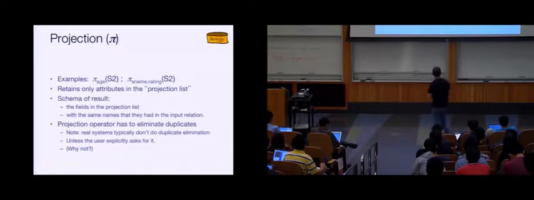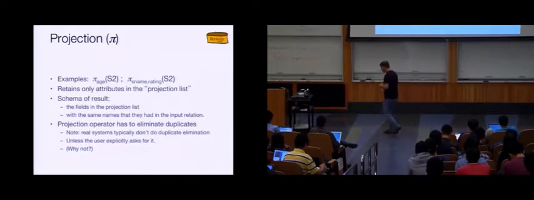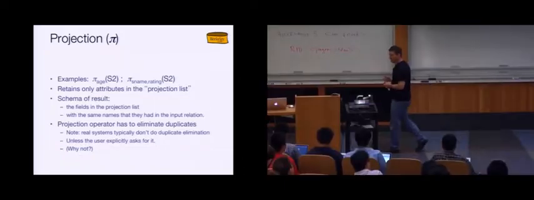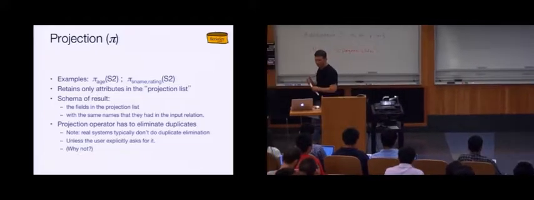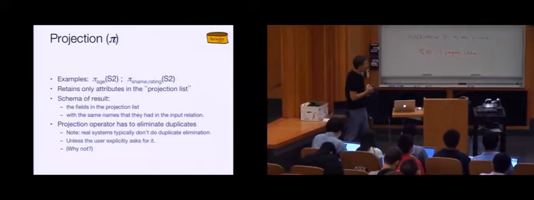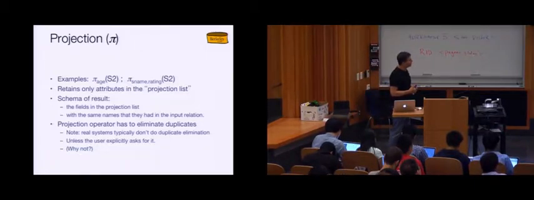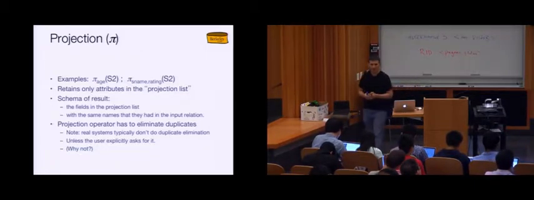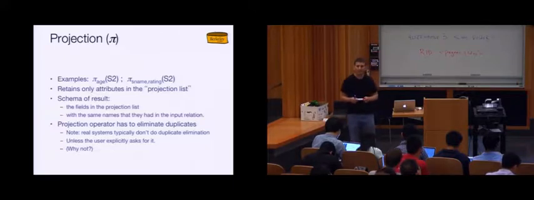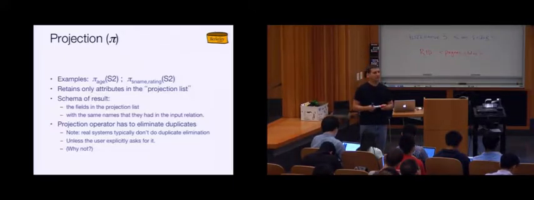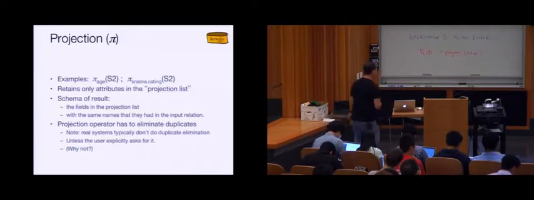All right, the projection operator, however, because we said we're not going to have duplicates, if you implement this, you have to actually eliminate duplicates. Because when you do projection, you introduce duplicates. We'll see this in the next slide. Now, in practice, real systems don't do duplicate elimination unless you ask them to. Why would that be? Let's come back to that question in a second.